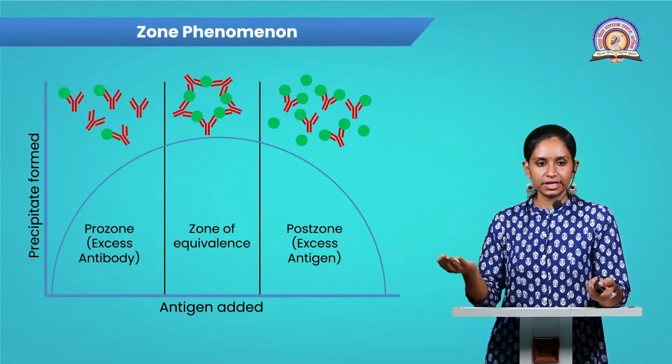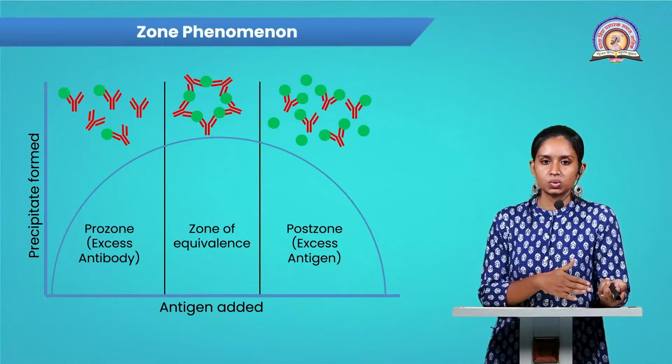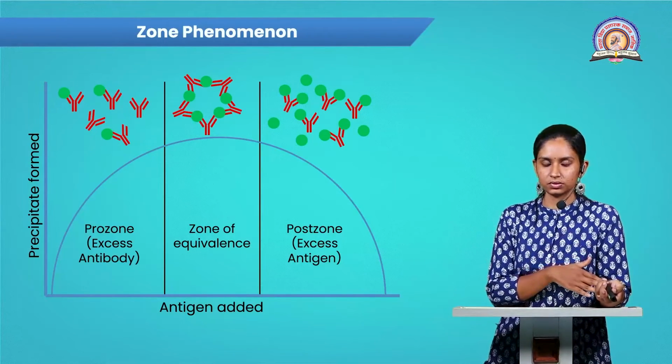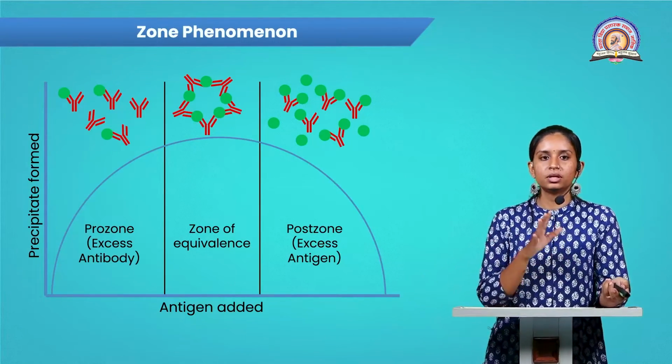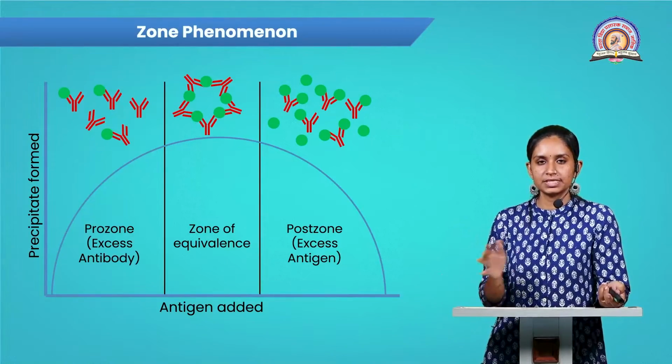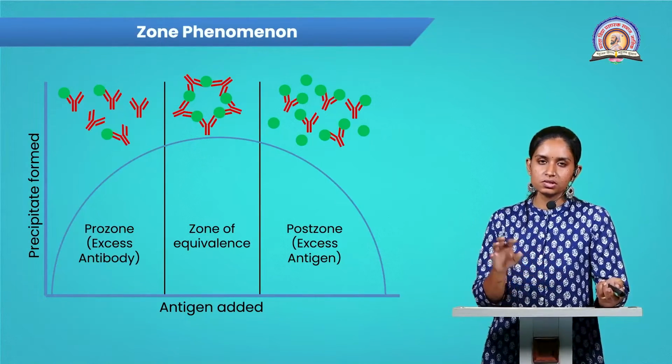On the left side there is the pro-zone, that is the excess antibody region, and on the right side there is the post-zone, that is the excess antigen region. In all three zones, you can see that the number of antibody molecules present is equal. That is, in this diagram there are 5 antibody molecules present.